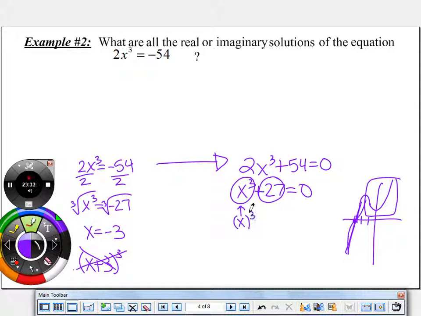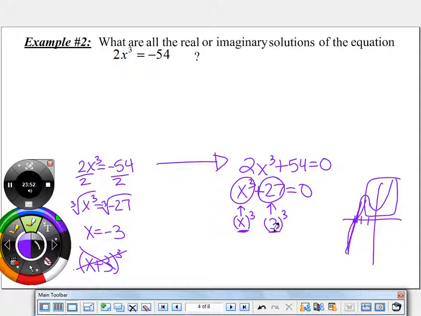x cubed is made by taking x and cubing it. I want to understand what's actually being cubed. 27 is made by cubing what number? 3. So x cubed is a perfect cube of x. 27 is a perfect cube of 3. X and 3 are the things that we're going to use in that factoring pattern, right?